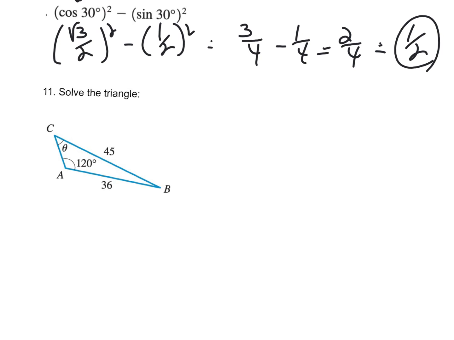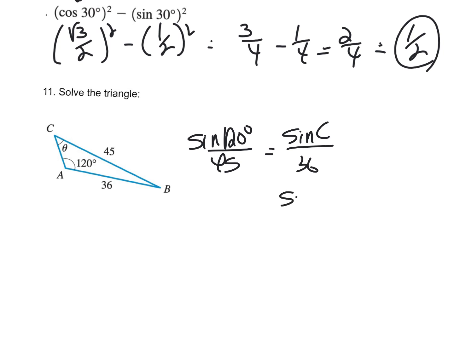First of all, I'm looking for opposites. I see angle A and side A. I see the 120 and 45. So I'm going to say sine of 120 over 45. And what else I know is side C. So I would do sine of angle C over 36. And obviously I'm going to cross multiply. When you solve this, you have to do inverse sine on your calculator to get angle C.